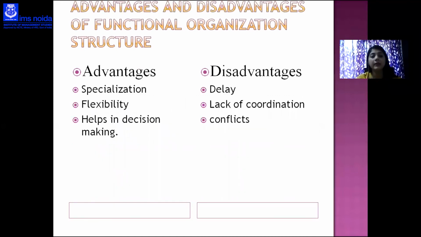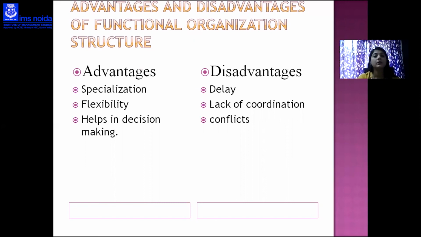Now, the advantages and disadvantages of this functional organization structure. Specialized activities help in improving performance and effectiveness of the sales force. This organizational structure increases flexibility and helps in decision making. But it has some disadvantages: there is a delay in decision making, and it lacks coordination. And as a single person is coordinating all the specialists, there is a possibility of conflicts.